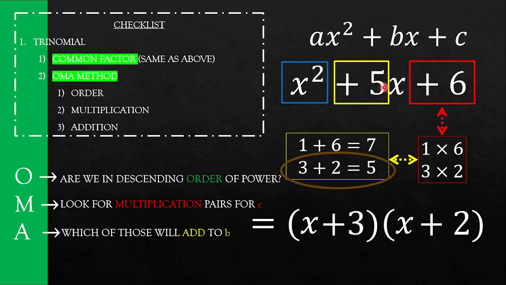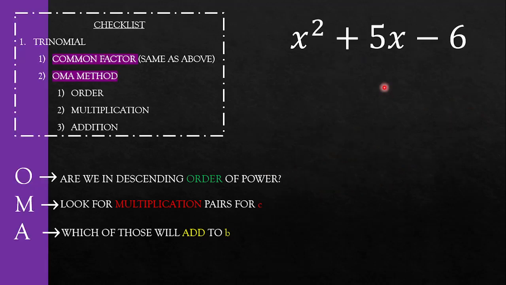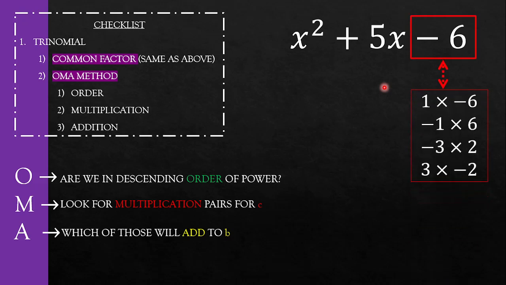Okay, let's up it. x squared plus 5x minus 6. Now, order correct. Look for multiplication pairs for c. Now we're dealing with a minus 6, which means we've got 1 and minus 6, minus 1 and 6, minus 3 and 2, 3 and a minus 2. So we've got quite a lot going on there.